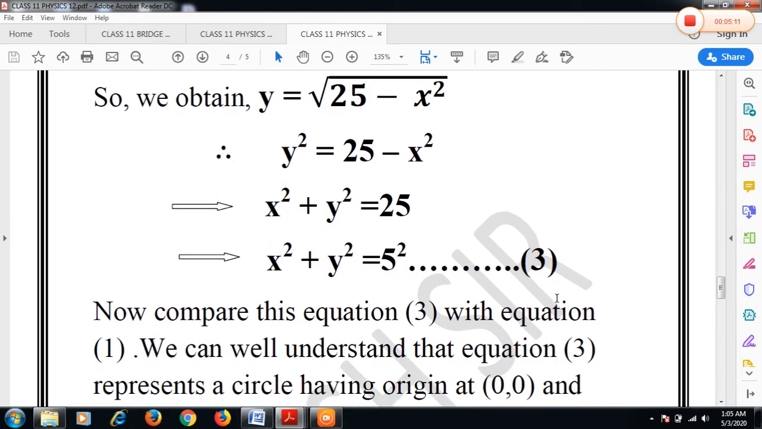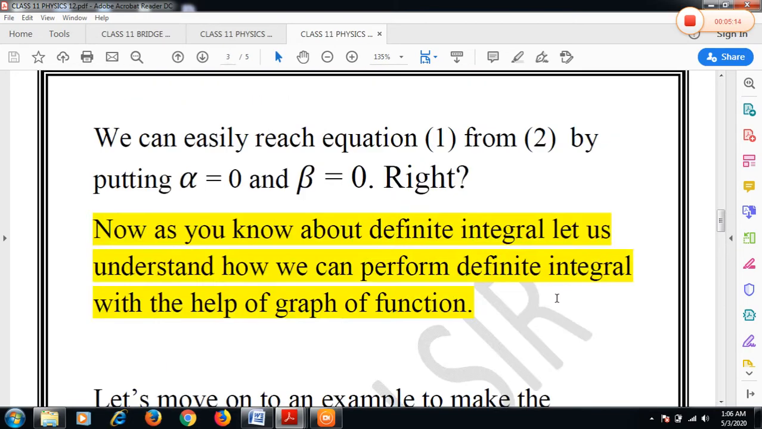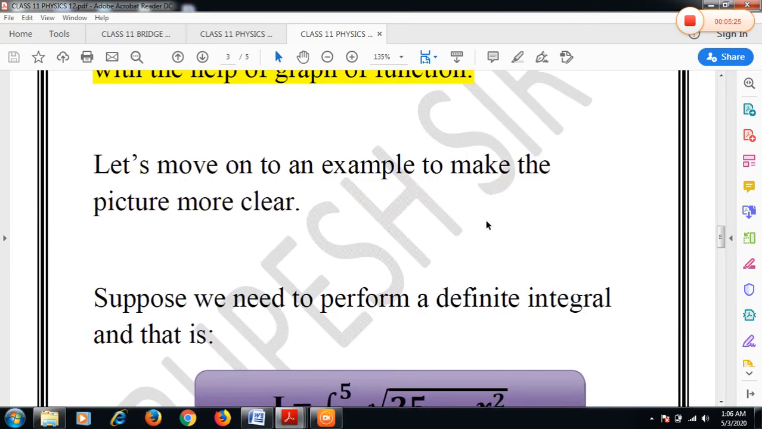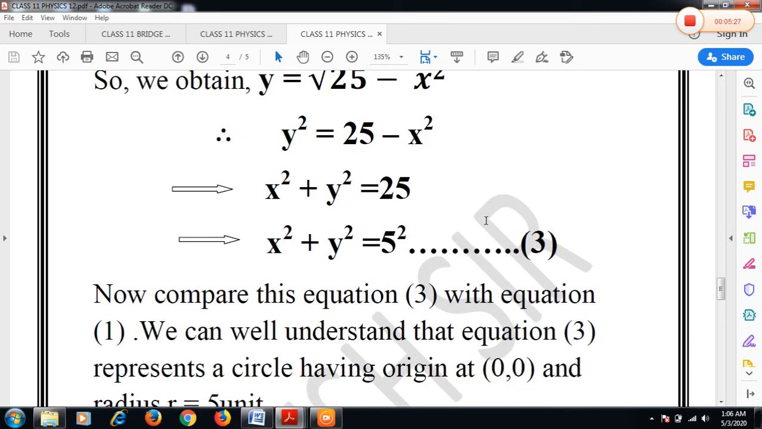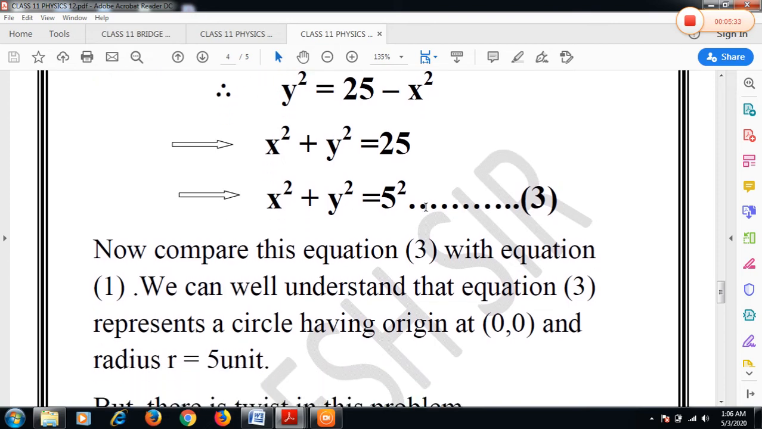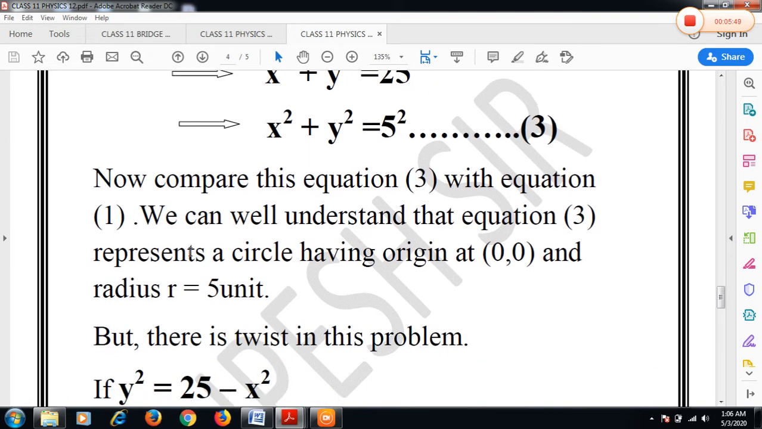Now compare this equation 3 with equation 1. What is equation 1? This is equation 1: x square plus y square equals r square. We need to compare this equation 1, x square plus y square equals r square, with equation 3, that is x square plus y square equals 5 square. Okay students, now we can easily say that this circle has its center fixed at point (0, 0) and radius equal to 5. We can well understand that equation 3 represents a circle having origin at (0, 0) and radius r equals 5 units.